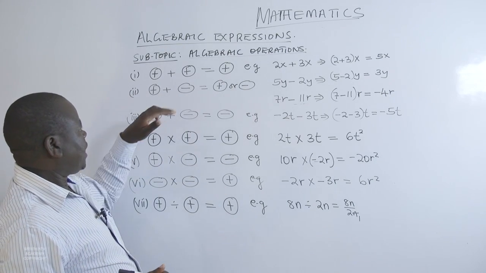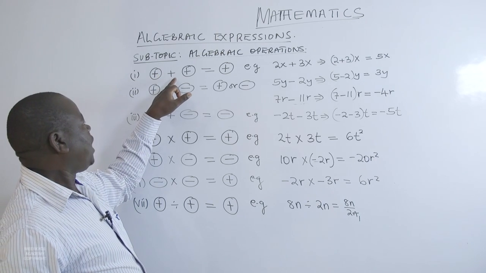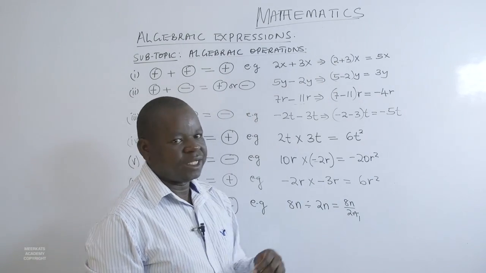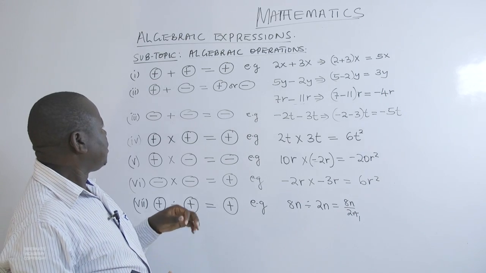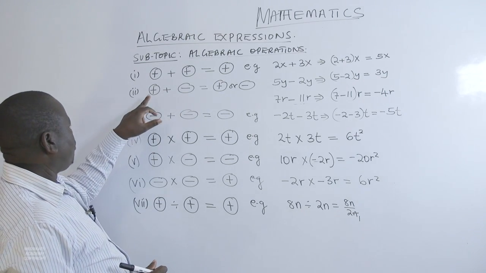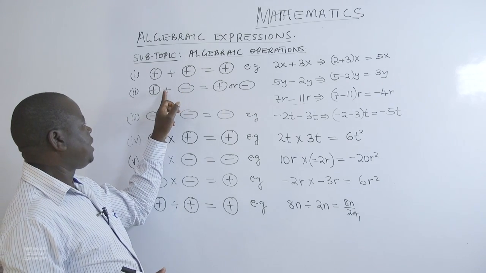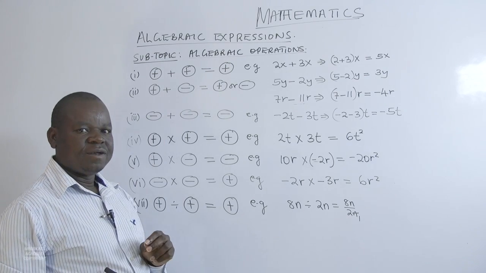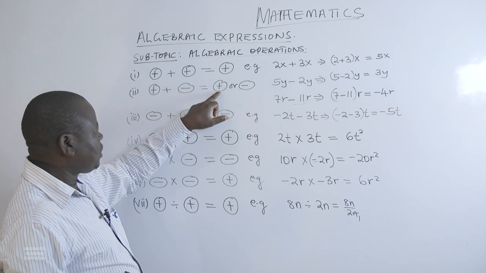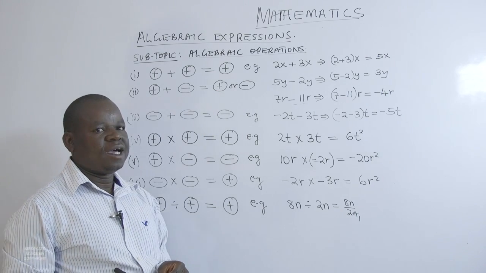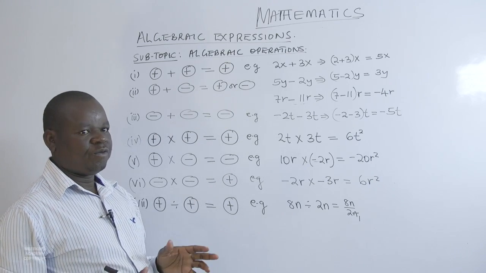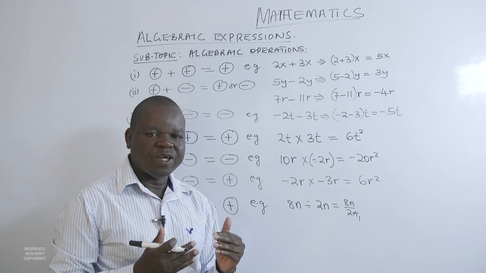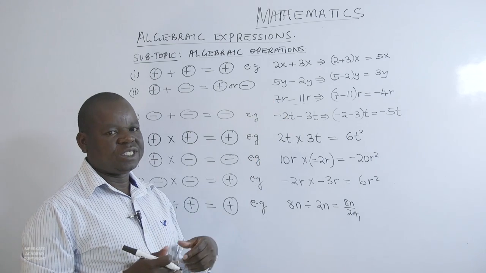That is part one. So any positive number added to a positive number, the answer we get is a positive. And we have seen one example like that. The second one is a positive number plus a negative number. The answer will either be positive or negative. And here we have carefully said positive or negative depending on the numerical face value of the coefficients.